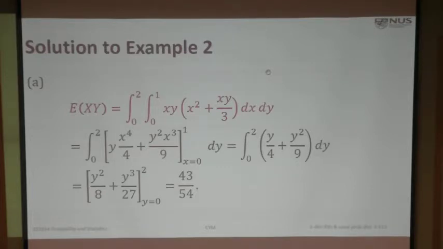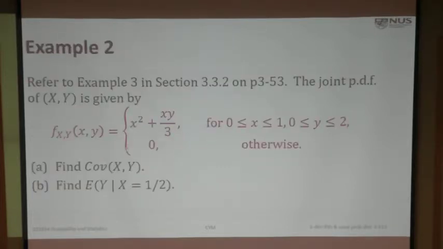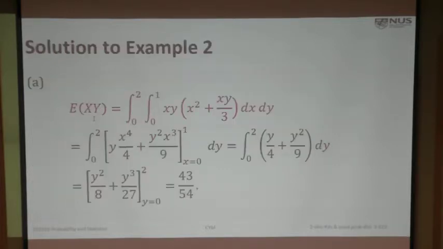Okay, so now we do the covariance. To compute the covariance of x and y, we need to compute the expectation of x times y. The expectation of x times y is simply x times y times the joint PDF integrated over the range. So x goes between 0 and 1 and y goes between 0 and 2. X times y times this PDF. And we just have now an integration task. There's nothing more than that.